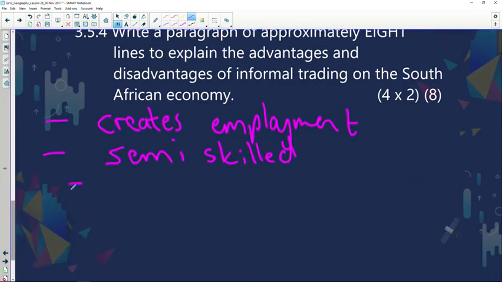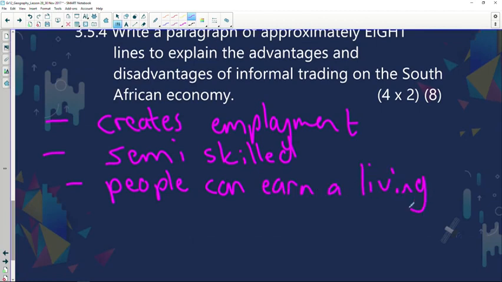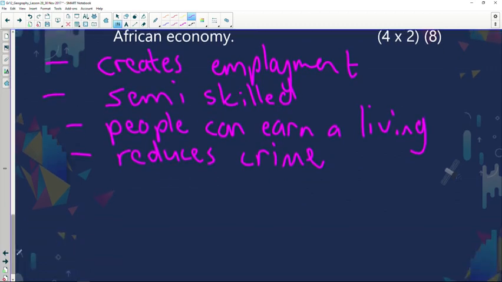Okay, what can we add as well? Now, what it basically does is people can earn a living. Immediately, standard of living increases because of this. We can also mention it reduces crime because now the person who is unemployed actually has a purpose.